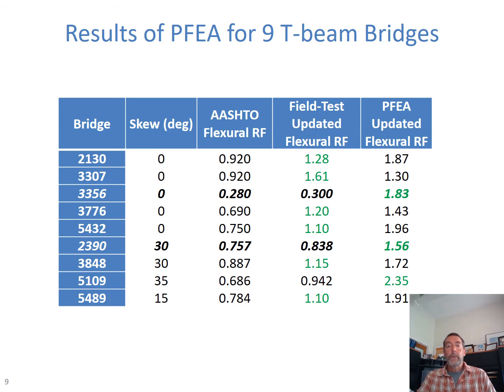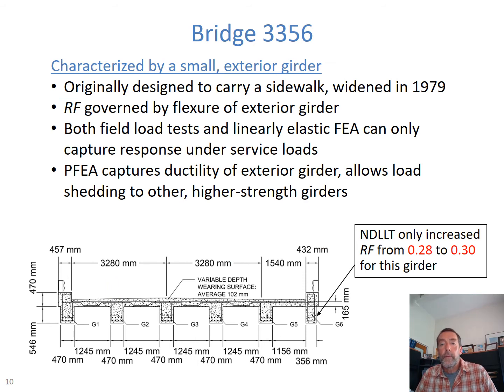And I want to take a close look at a couple of these, 3356 and 2390, that I've highlighted here in bold and italicized. Those are particularly interesting case studies, and we'll talk about those. So if we look at 3356 first, that bridge was characterized by a very small exterior girder, and the cross-section is shown at the bottom of the page, and you can see it had 5 original girders carrying traffic, and then on the right-hand side, the rightmost girder, it's a smaller girder, it has less reinforcing, it's got a narrower web. It was originally designed to carry a sidewalk, and when they widened the bridge in the late 1970s, it was repurposed to carry traffic load.